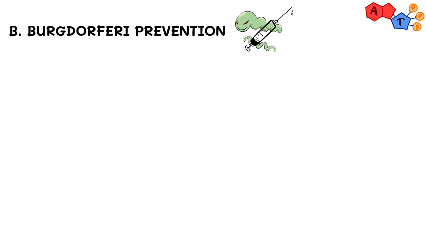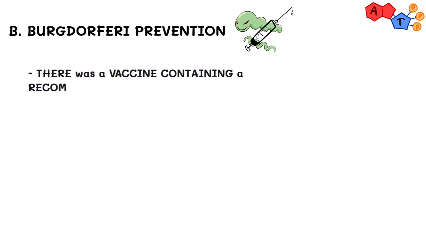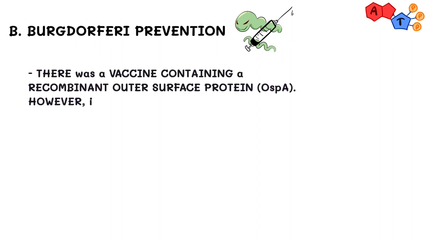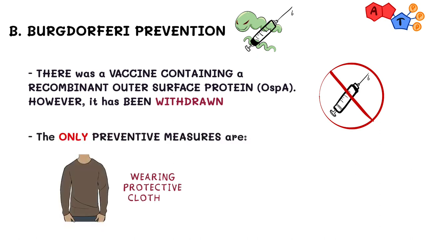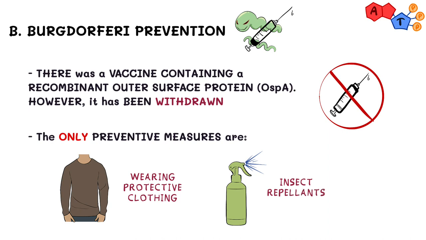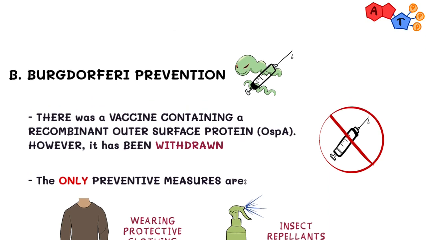We've discussed everything about Borrelia. Now the question is, how can we prevent it? In the past, there was a vaccine containing a recombinant outer surface protein, OspA for short, for Borrelia burgdorferi. However, this vaccine has been withdrawn. The only preventive measures that one can take are wearing protective clothing and using insect repellents, especially in the areas where the disease is known to be common.